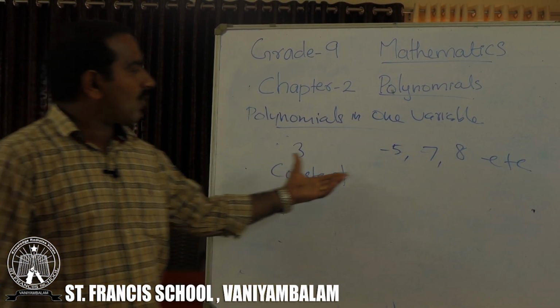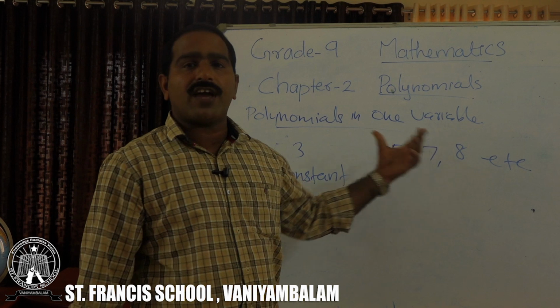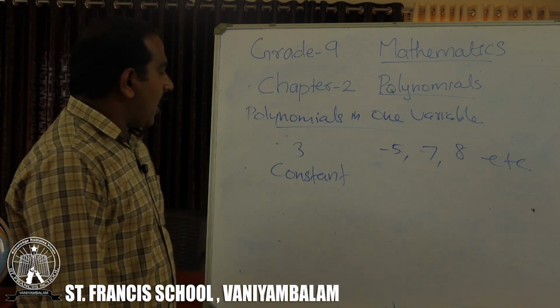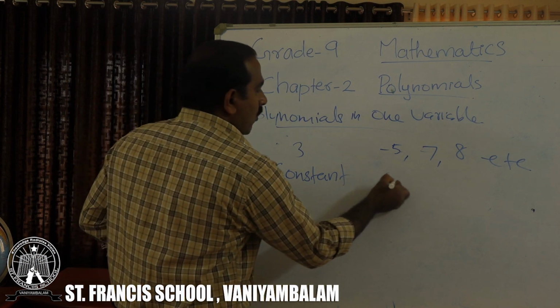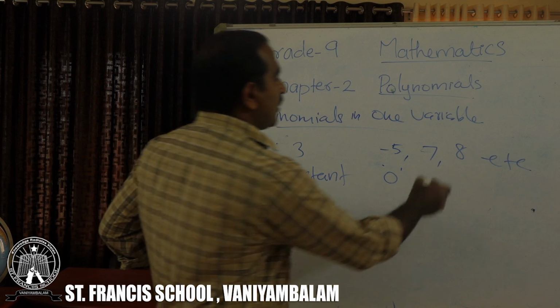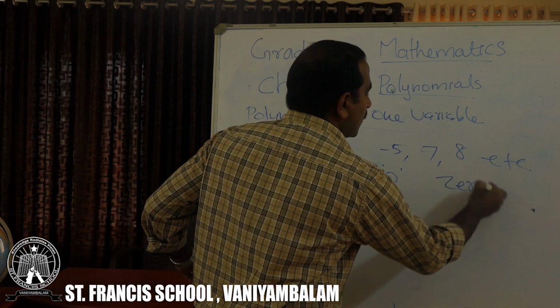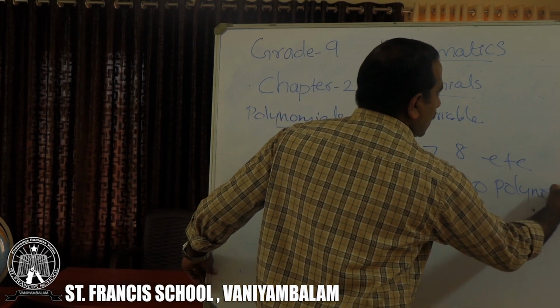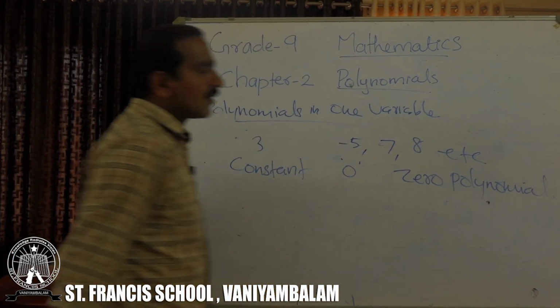These polynomials are called constant polynomials. There is no variable, only numbers. And the constant polynomial 0 is called the zero polynomial.